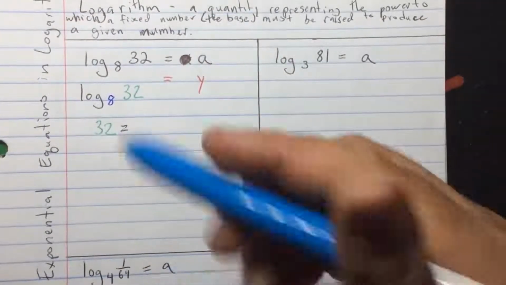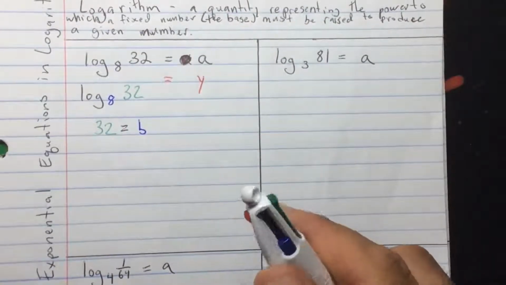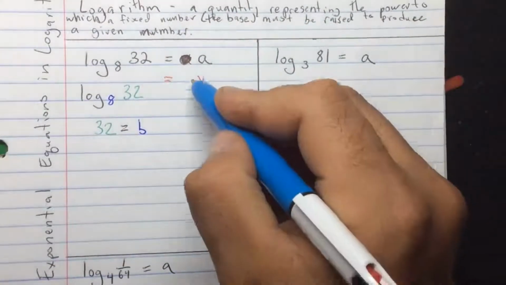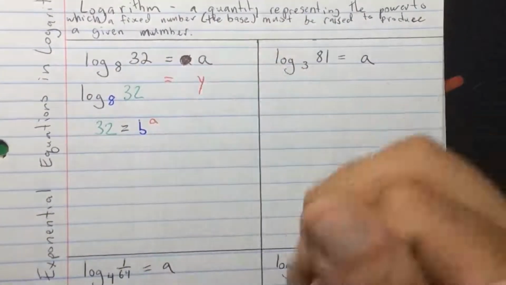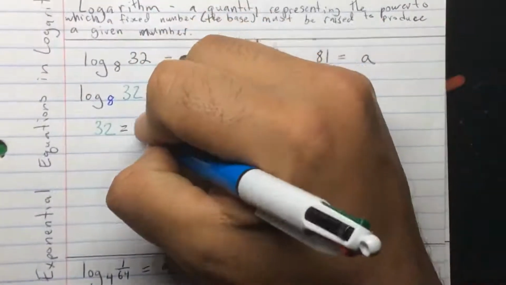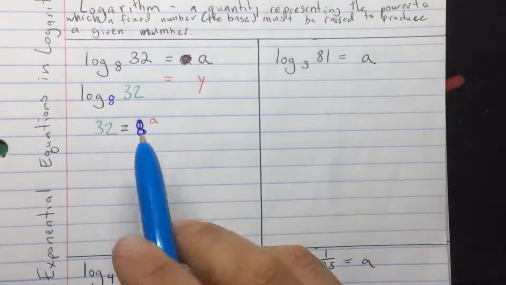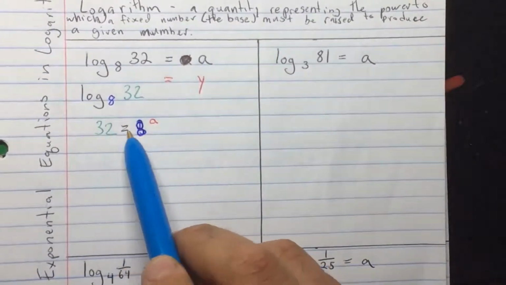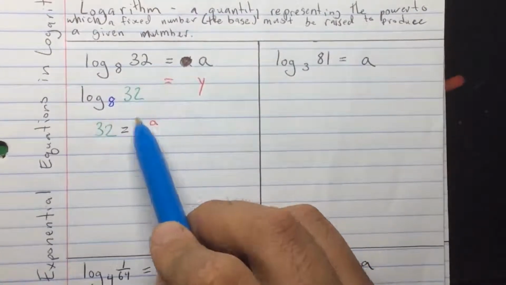So 32 is going to be equal to our b, and then to the a power. Oh, I did it again. It's not supposed to be b, it's supposed to be 8. You get confused when you're rewriting stuff from the top. So 32 is equal to 8 to the a power. This is something that we technically haven't really done before, but we have done before, but we haven't really done it this way. So we need to find this power in order to equal this.